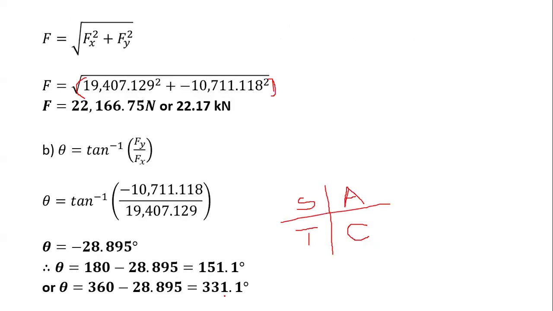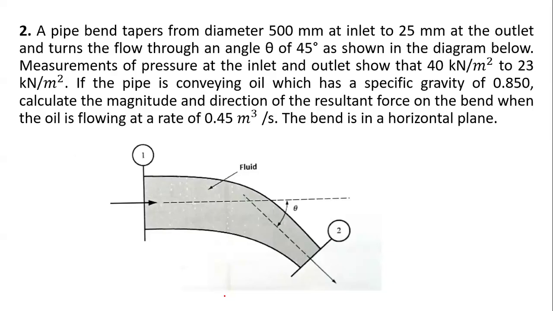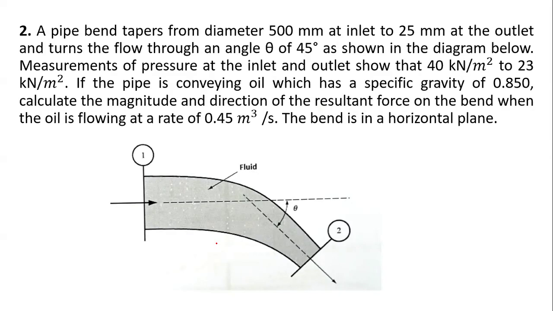So question number 2, this is what we have. In this question, you have a pipe which is moving from section 1 going to section 2. Now, when you see this nature of a pipe, it's done in such a way that on one side, the section is this large. On the other side, the section is small. On the large section, the diameter is 500 millimeters. On the small section, the diameter is 25 millimeters. And then this angle theta is 45 degrees.